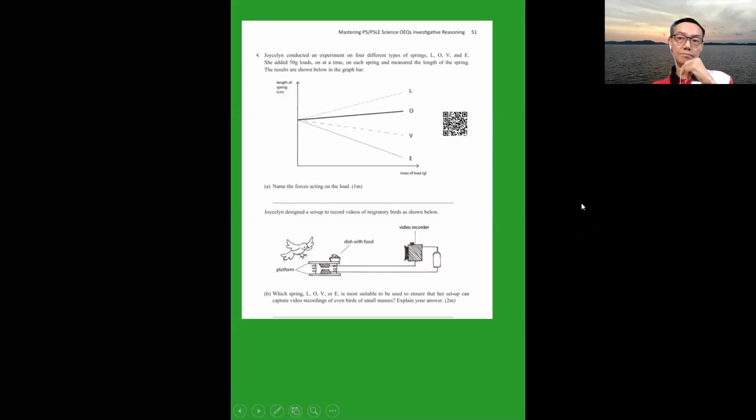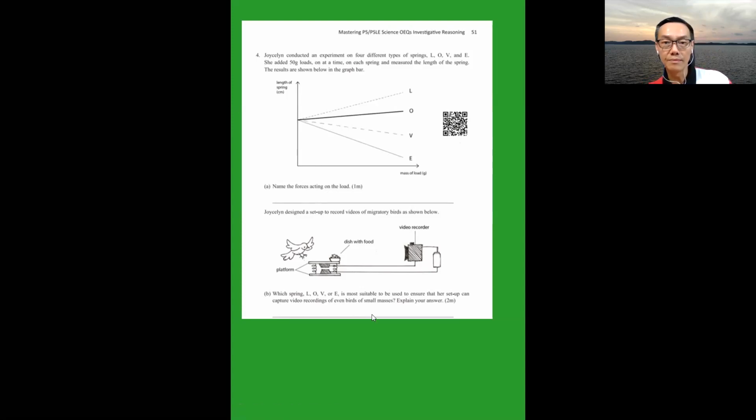Okay, this example, as you know that this year for PSLE, three topics will be removed from P6. So I'll be expecting more questions being tested on forces. So as you can see here, this question here being asked, there are 4 different types of spring. Name the forces acting on the load. So it's very easy, it's gravitational force and elastic spring force.